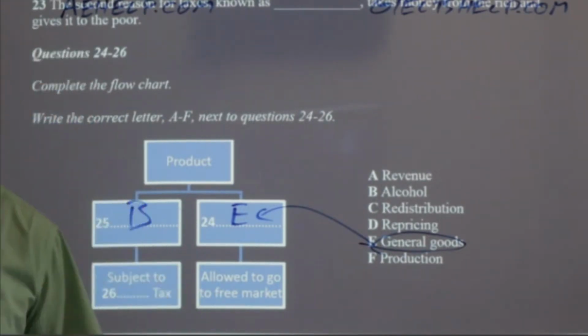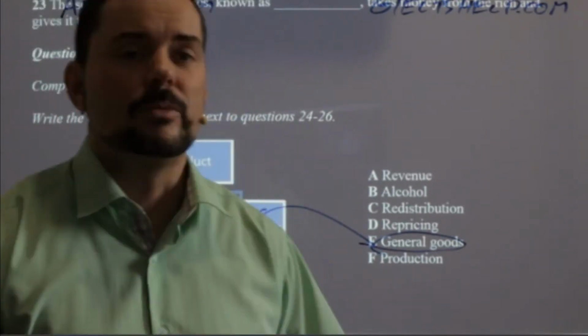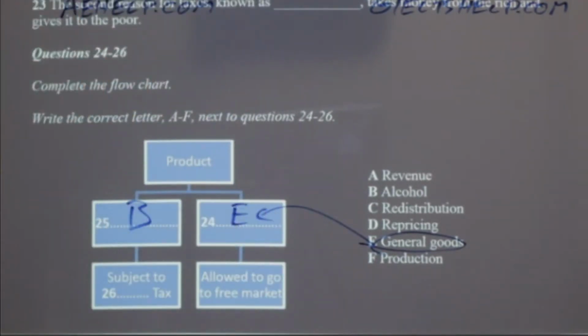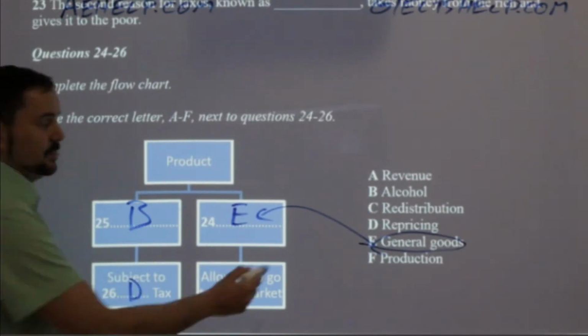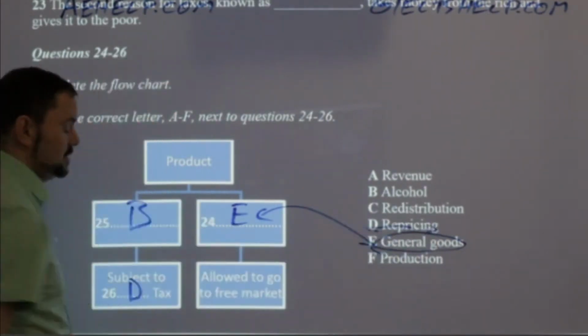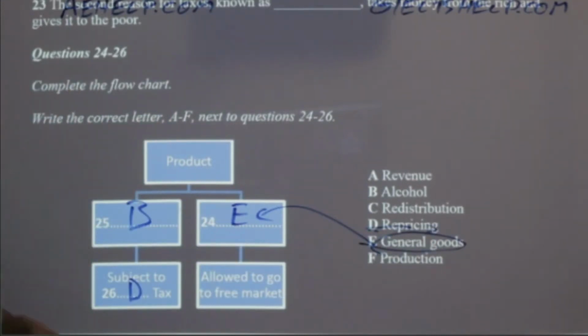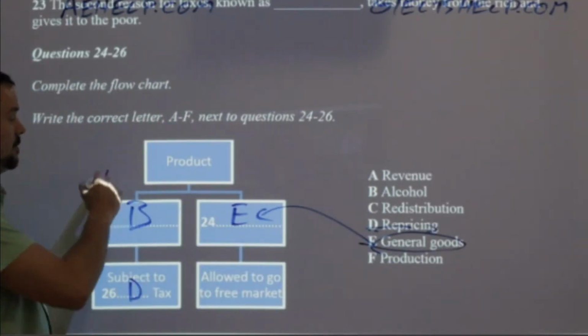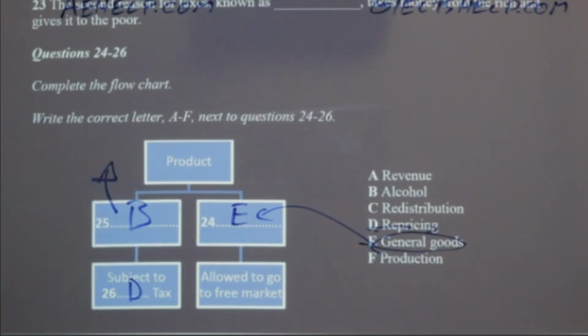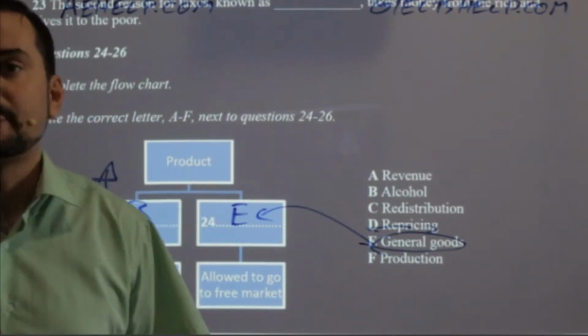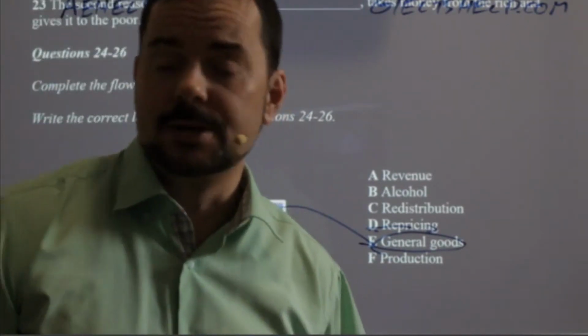Okay. Don't put the word, because if you put the word, you'll get it wrong. So make sure to put the letter. So alcohol is subject to a what type of tax? We just talked about it. That's D. That's the repricing tax, right? That's what we talked about, repricing tax. Okay, bonus question. What other product does the speaker mention which is subject to a repricing tax? So there was one other one that the speaker says.